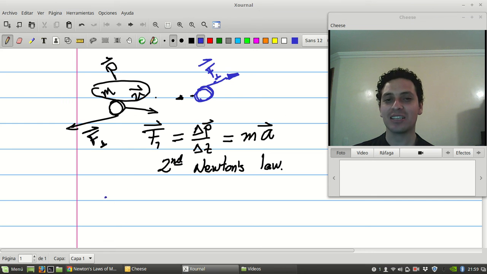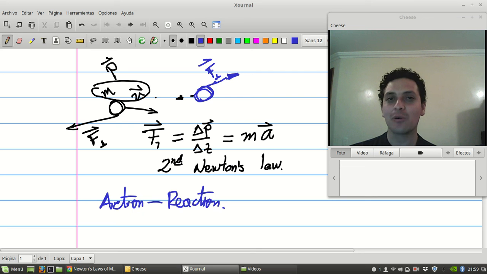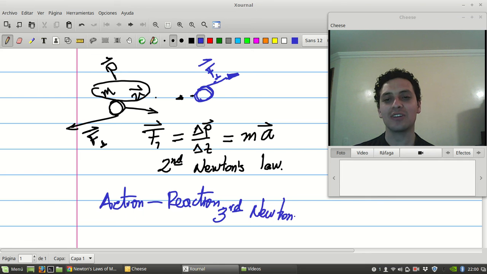And this is called action-reaction. Action-reaction is just a law that explains that if you have two particles and they exert a force, the force between them is equal and in opposite direction. This is the click of the end of this story, the story of the Newton's laws of motion. This is the third Newton's law.